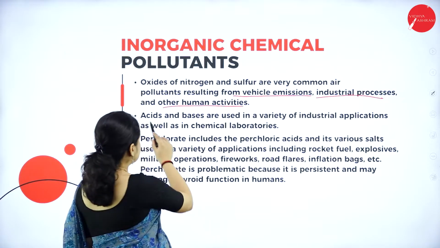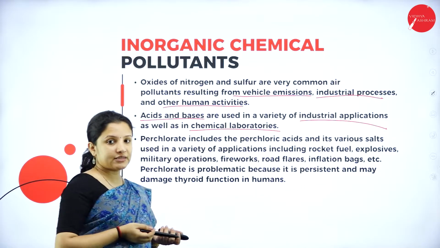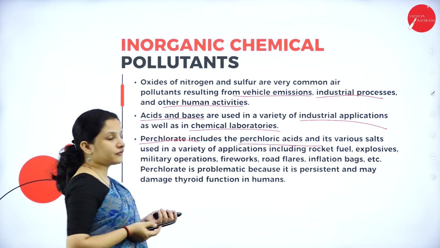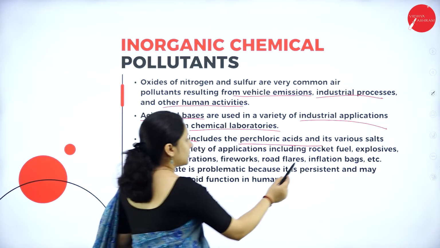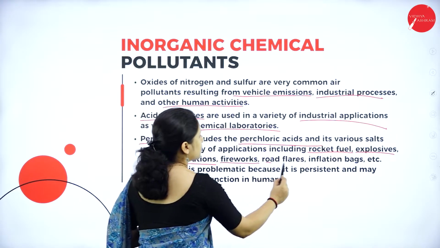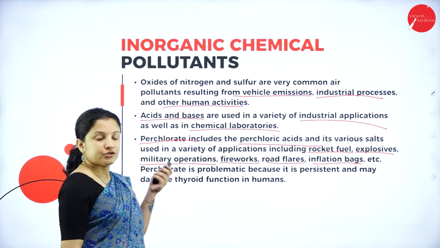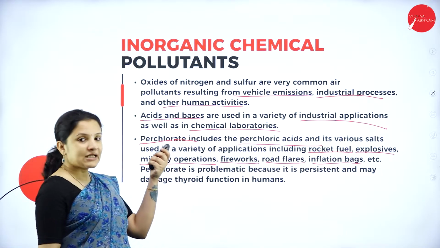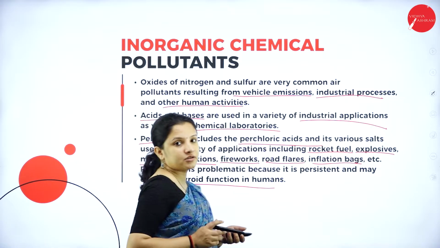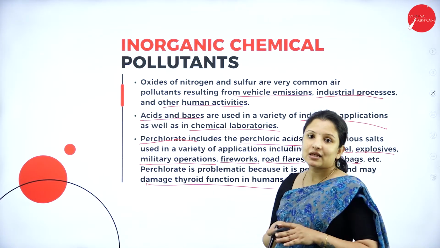Some of the acids and bases that are used in a lot of industrial processes as well as in chemical laboratories are also one of the reasons for chemical pollution. Next, perchlorates, such as perchloric acid and the various salts of it, are used in the manufacturing of rocket fuel, explosives, military operations, fireworks, road flares, inflation bags, etc. All these contain perchlorate. Perchlorate is very dangerous because if it persists in the environment for a longer time, it can damage thyroid function in humans. So perchlorates are also one of the dangerous chemicals that cause chemical pollution.